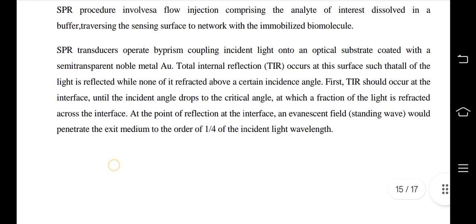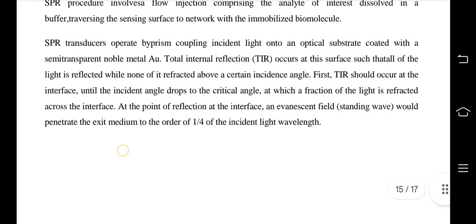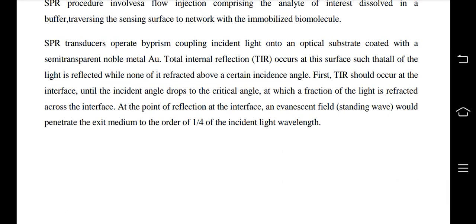SPR transducers operate by prism coupling incident light onto an optical substrate coated with a semi-transparent noble metal, Au. Total internal reflection, TIR, occurs at this surface such that all of the light is reflected while none of it is refracted above a certain incidence angle. TIR should occur at the interface until the incident light drops to the critical angle, at which a fraction of the light is refracted across the interface. At the point of reflection at the interface, an evanescent field standing wave would penetrate the exit medium to the order of 1/4 of the incident light wavelength.